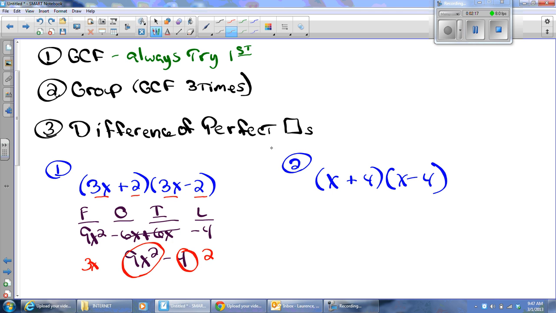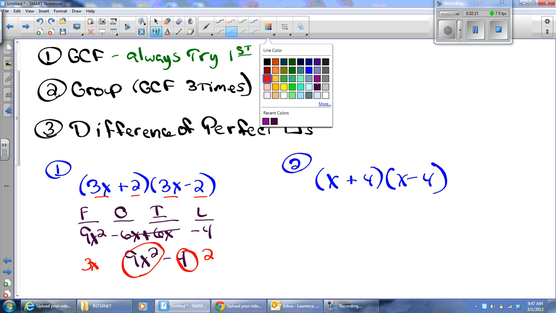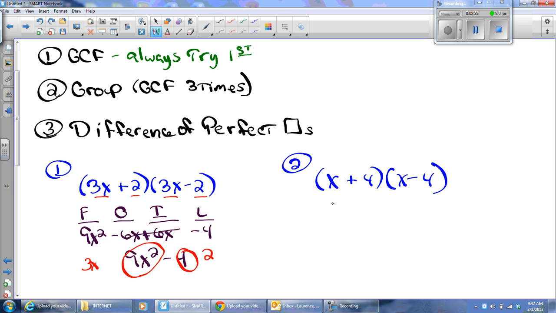Okay, but let's do another one forwards. Let's FOIL. And here we go. My firsts are going to get me x squared, which is a perfect square, right? My outers are going to get me a negative 4x. My inners are going to get me a positive 4x. And then my lasts are going to get me a negative 16. Inners and outers are going to cancel. I'm going to be left with x squared minus 16.